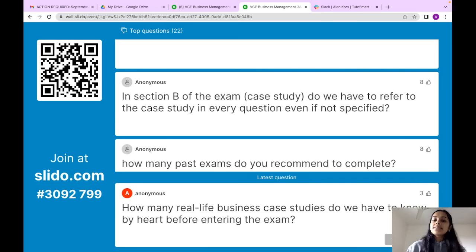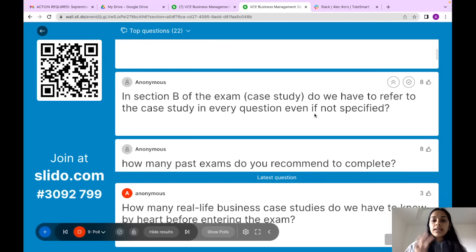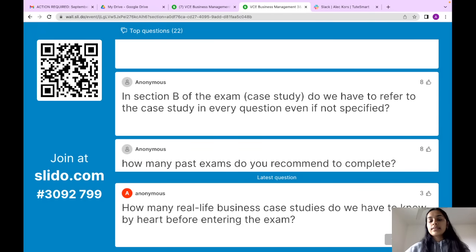So section B of the exam, every single question, you have to link it to your case study. Even though the question doesn't say referring to the case study, for example, explain the drive theory, you should always be linking it to the case study in section B. Section B is purely the case study, so every question that you get in that part of the exam, it's expected that you're linking it to that case study.